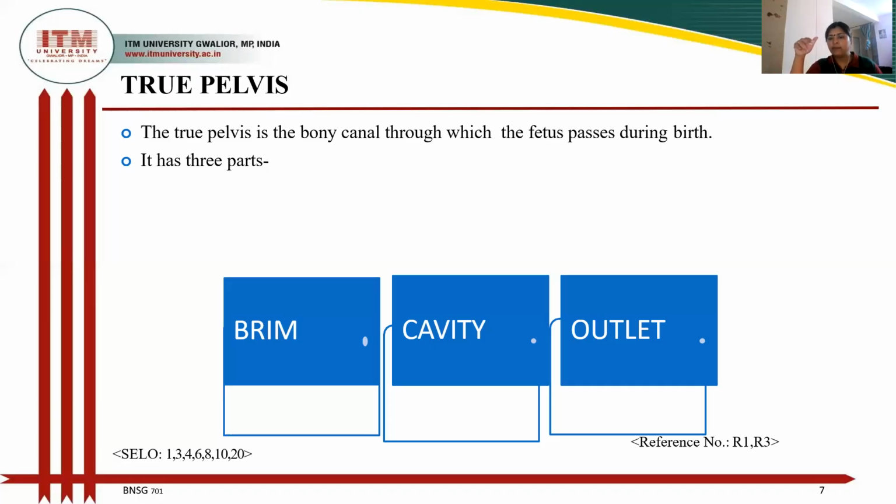We are calling it the brim. The cavity is where it is, cavity means that also. And the outlet means the ischial tuberosities, both of them, the symphysis pubis, and the coccygeal end. They all together form the outlet. Okay. So this true pelvis is being divided into three parts. The true pelvis is very important because this is the area through which the fetus, the child, is going to pass. It has three parts: brim, cavity, and outlet.